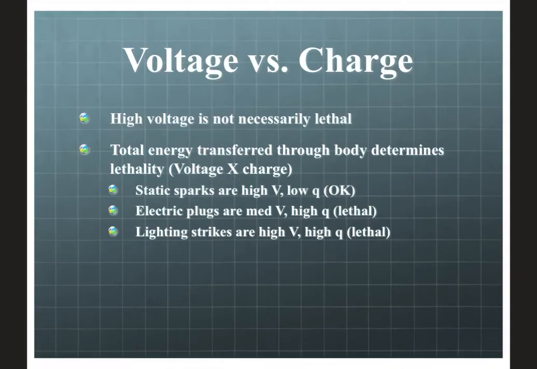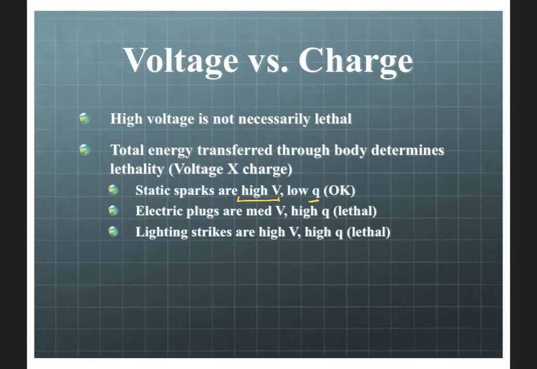So this is a really important summary: what's more dangerous, voltage versus charge? Any high voltage and high amperage is going to kill you, but on average, a higher current is more dangerous. Here are some examples. If I have a static spark, a discharge of a wool sweater on a rug, you are going to have a high voltage because each of those electrons has a lot of push behind it, but it's a pretty low charge. So you're okay. It's going to hurt, but you'll be fine.